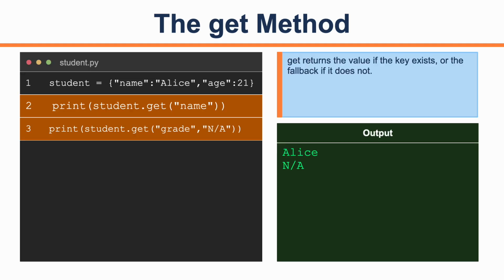The first call uses name, which exists, so it returns Alice. The second uses grade with the fallback not available. Since grade is not in the dictionary, the fallback kicks in instead of throwing an error. The output shows Alice on the first line and not available on the second.